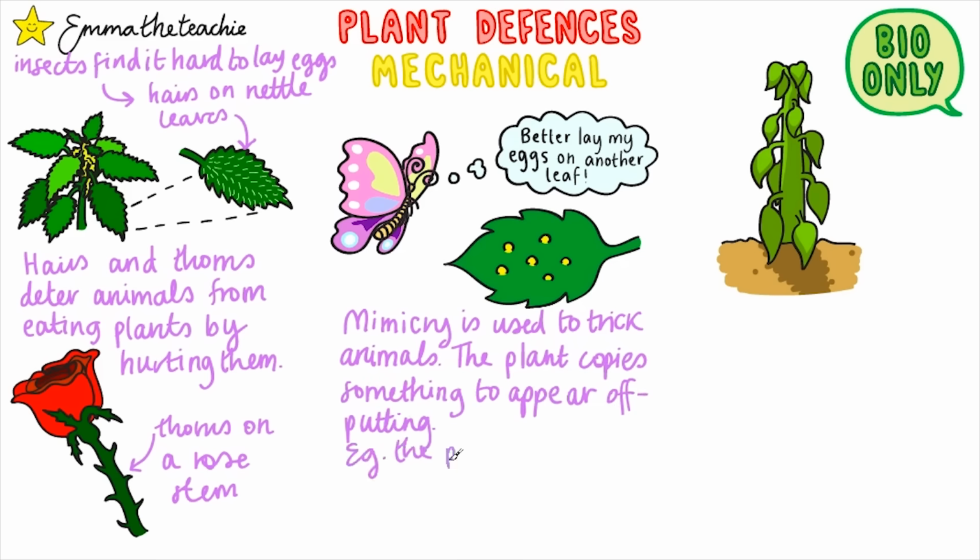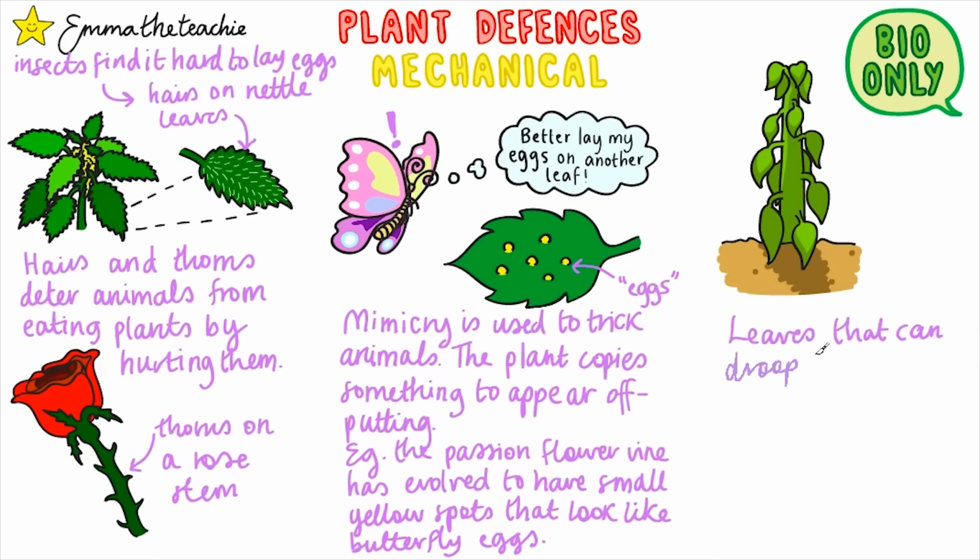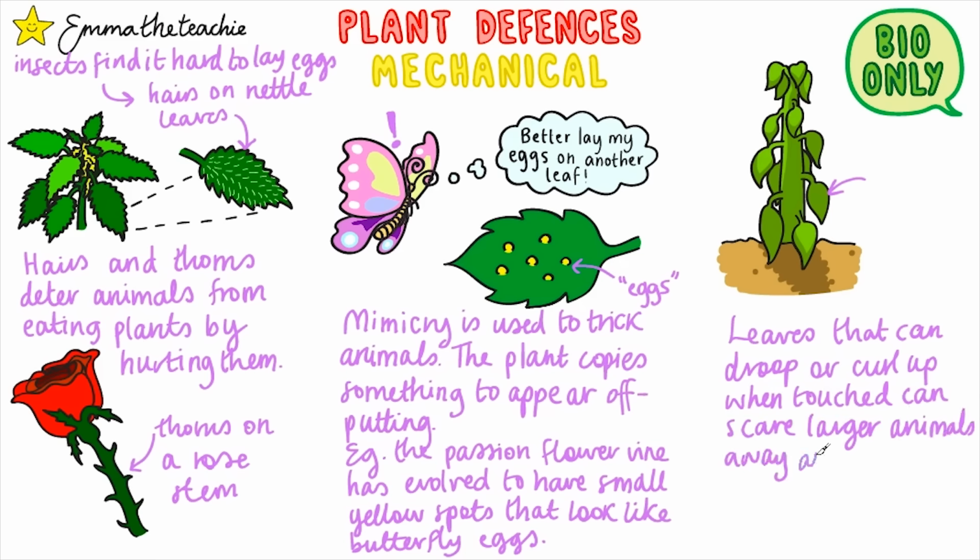For example, the passionflower vine has evolved to have small yellow spots on its leaves. These look like butterfly eggs. This deters butterflies from laying eggs on the leaves, as it appears there will be more competition from other caterpillars when the eggs hatch. The butterflies will lay their eggs on different plant leaves, reducing damage to the passionflower vine. And finally, leaves that can drip or curl when touched can scare animals away and also cause insects to fall off or fly away from the plant.